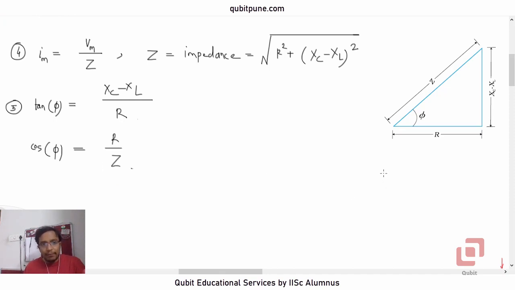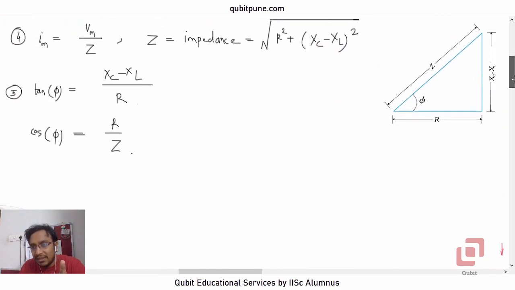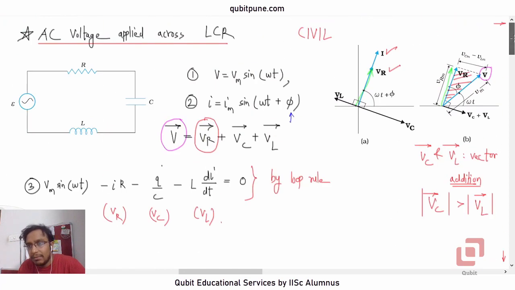I have omitted the mathematical treatment, but I have told you how this impedance triangle has come up. It has come up because of this original phasor triangle. Is that clear?